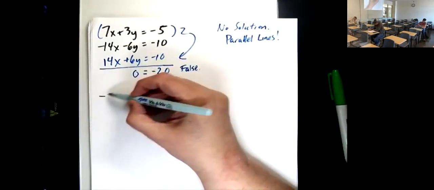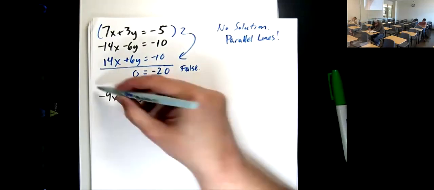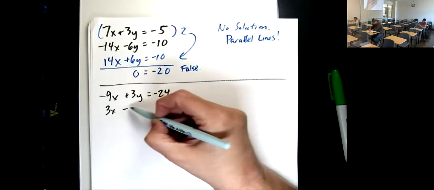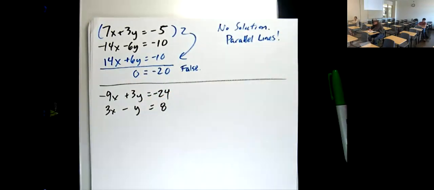Let's take a look at -9x plus 3y equals -24. And let's put that with 3x minus y equals 8. Now here you have a coefficient that is a 1 or a -1. So you can do the substitution method. I still think it's the longer, more work intensive way to go. But I'll let you guys pick. How do you guys want to solve this? Shall I do a substitution method, or shall I get rid of X, or shall I get rid of Y?